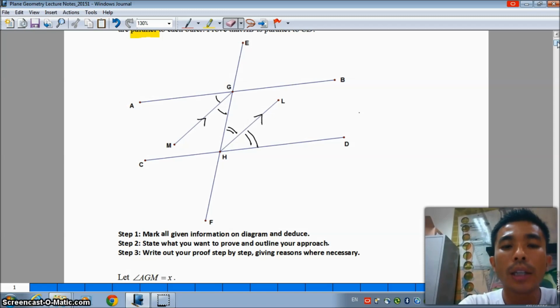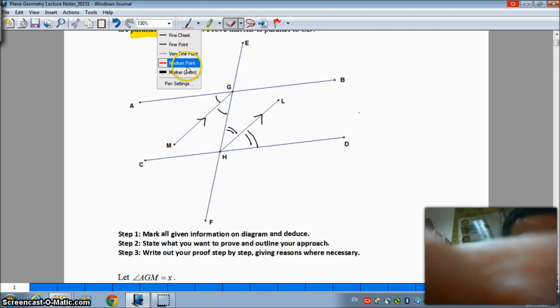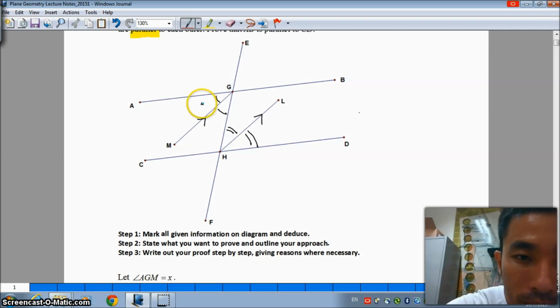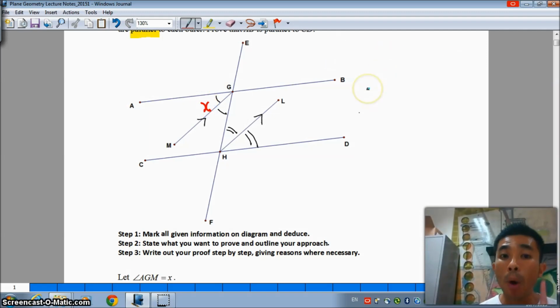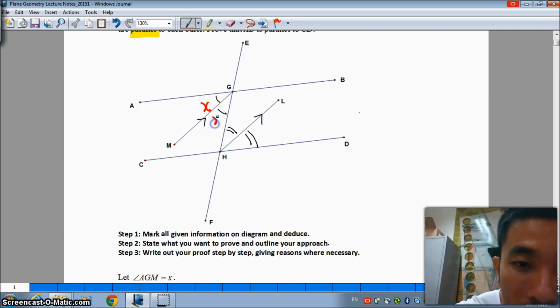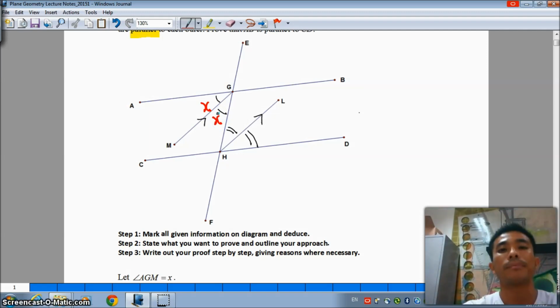Now we need to actually write it out step by step. Okay, and helping steps are actually given to you. First thing, we need to denote. It's very difficult for us to keep writing a 3-letter angle. So rather than doing that, let us denote the unknown. Okay, let angle AGM be X. As you can see, the moment angle AGM is X, it's very clear cut to you that this angle over here must also be X.